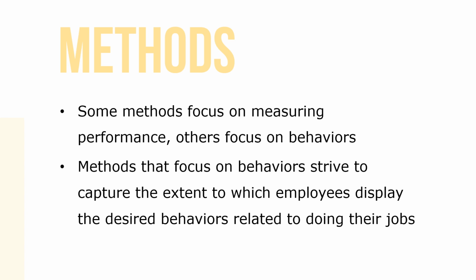First, some methods focus on measuring performance outcomes like quantity, speed, and sales, whereas others focus on employee traits or behaviors. Traits refer to employees' attributes, such as their knowledge, courtesy, or some additional measure. In contrast, methods that focus on behaviors strive to capture the extent to which employees display the desired behaviors related to doing their jobs. The various methods also differ in terms of their usefulness for meeting the administrative or developmental purposes of a firm's performance management system.